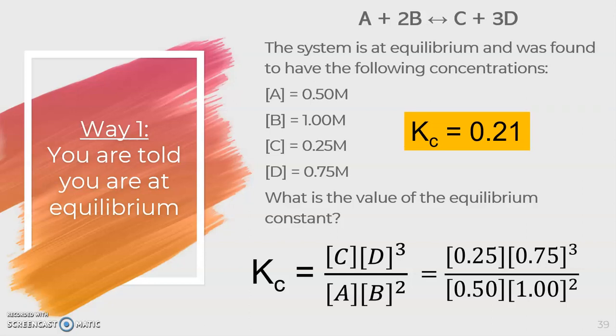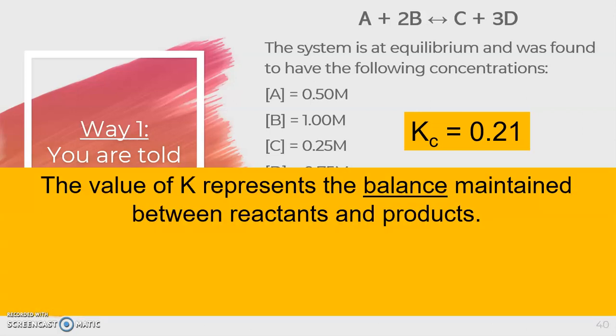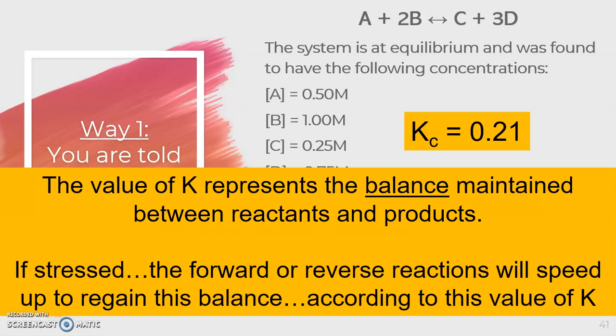answer. In this case, our K, or Kc, which is the equilibrium constant with respect to concentration, is going to equal 0.21. Careful, sig figs do matter, and notice there's no unit on the number because K is unitless. So again, the value of K represents a balance between the reactants and the products, and the system is going to fight to maintain this value. So if you're stressing it, either the rate of the forward or the reverse reaction, depending on what you do to it, is going to speed up to maintain that balance and move back toward that perfect K value.